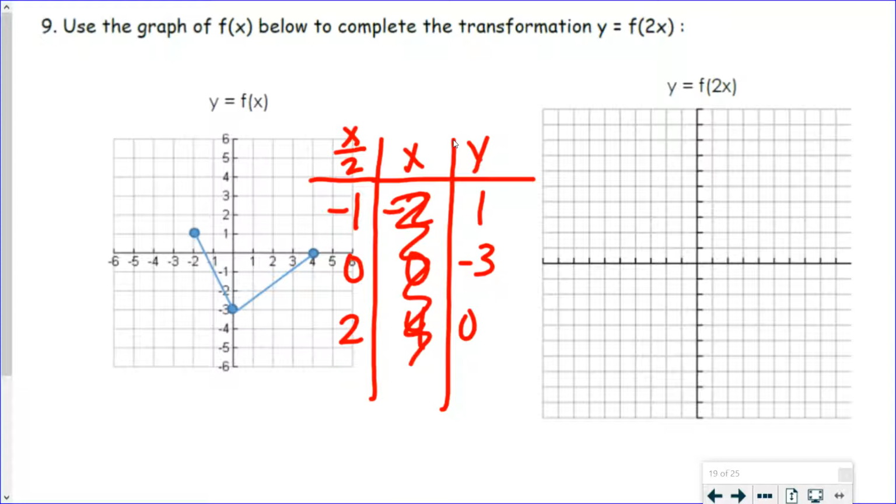So here's my new points. I've got negative 1, positive 1. 0, negative 3, and then 2, 0. So my graph now is this little baby squished up graph. So my transformation, I didn't ask for it, but our transformation here would be a horizontal transformation, right? Horizontal compression by 1/2.